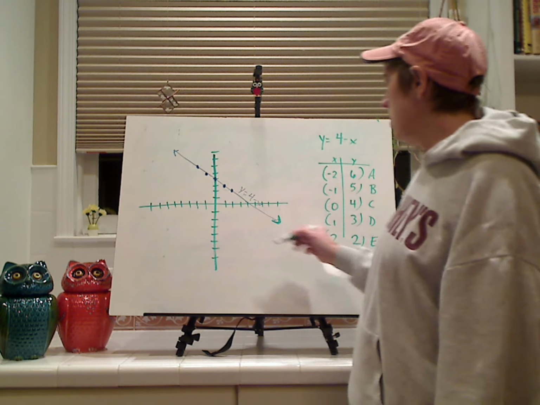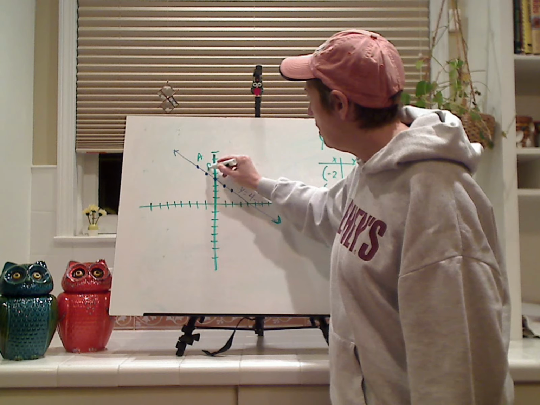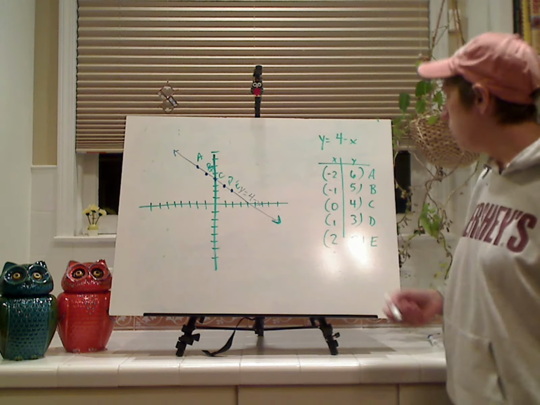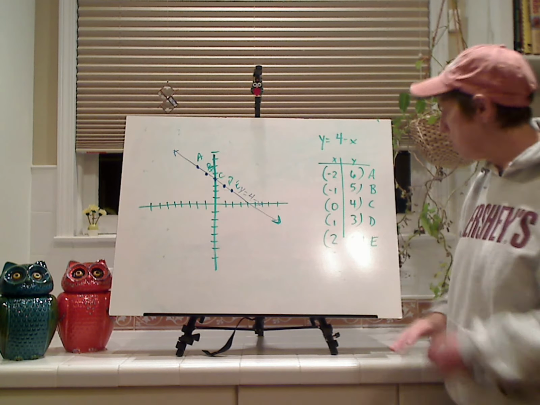So when x is -2, y is 6. So that's A, B, C, D, E. So now I've labeled all my points. I got my equation labeled. I've got my solution set.